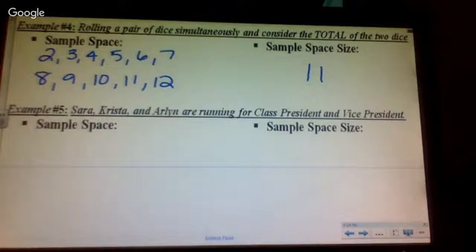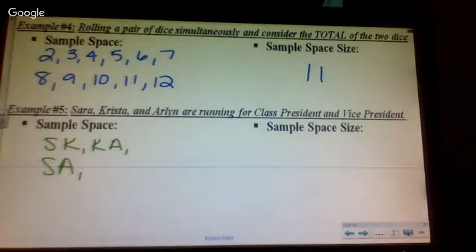Example number 5. Sarah, Krista, and Arlen are running for class president and vice president. Okay? Sample space. So I can have Sarah and Krista. Sarah can be class president, Krista can be vice president. What else do I have? Krista and Arlen. Sarah and Arlen. What else can I have?